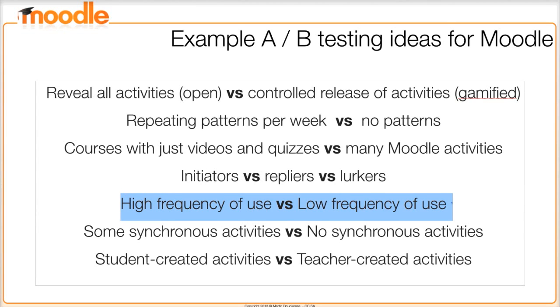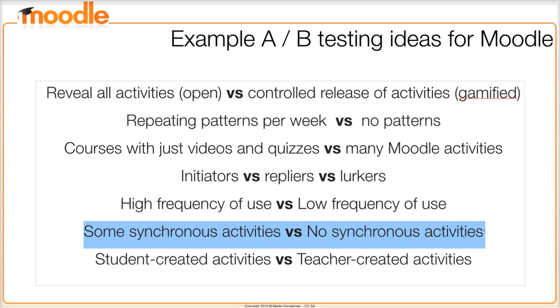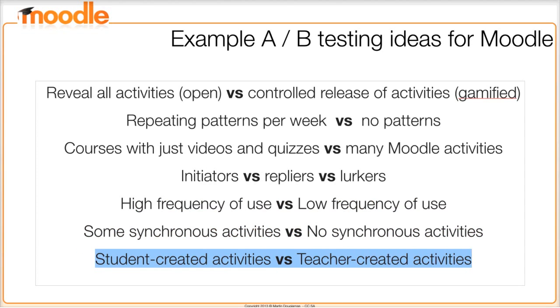What's an indication of success do we get from people who use the website frequently versus not frequently? Is it better to have some synchronous activities or no synchronous activities? Is it better to have student-created activities versus just teacher-created activities? I'm sure for some of these things we all have a feeling about what it might be, but there's not really any good data out there, and it's something the Moodle community could do.